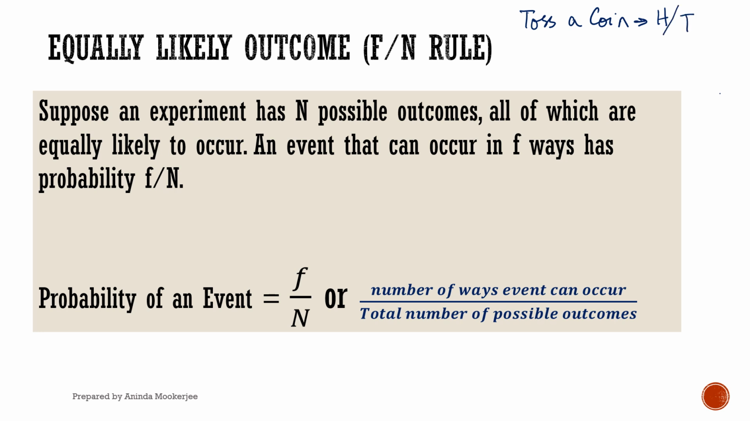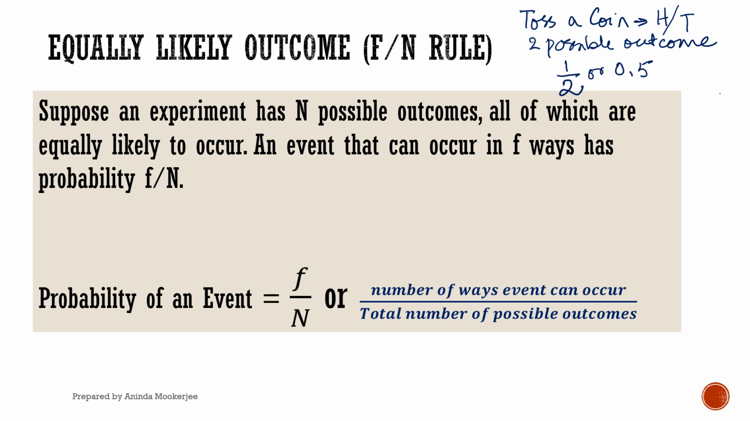Each outcome has an equal chance of occurring. So there are two possible outcomes, right? Two possible outcomes. And the coin has one head. So for it to land on its head, it has 1 out of 2 chances. So the probability of a coin landing on its head is 1/2 or 0.5.